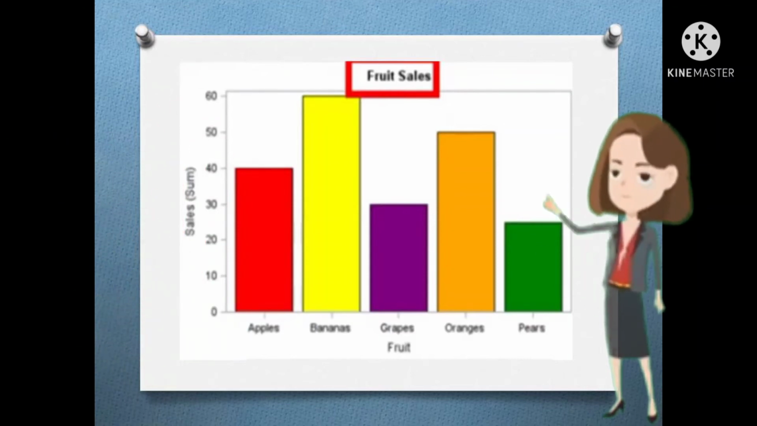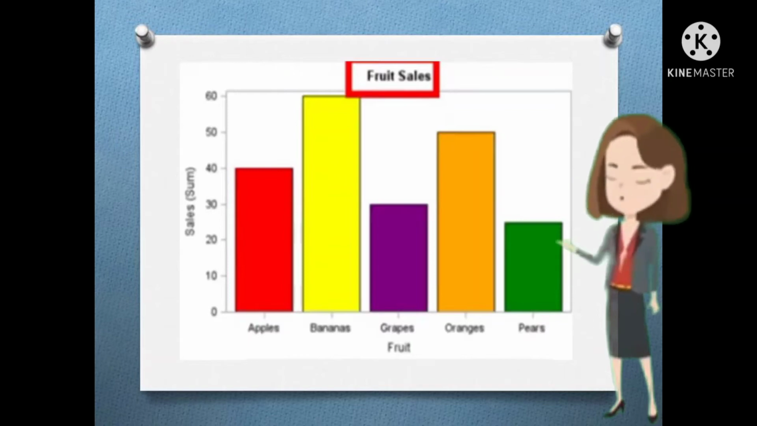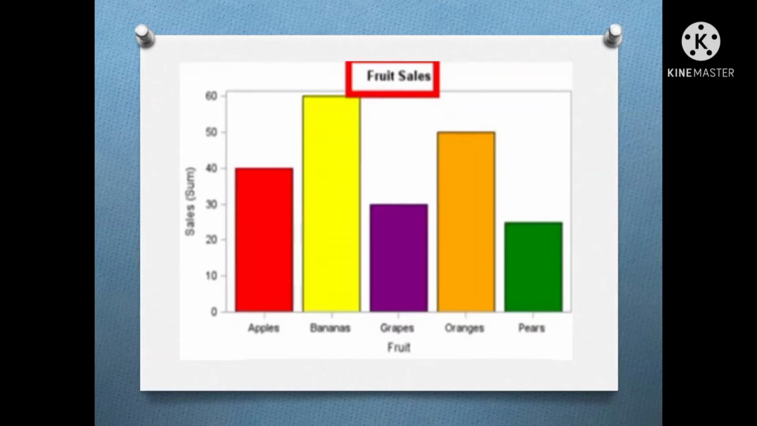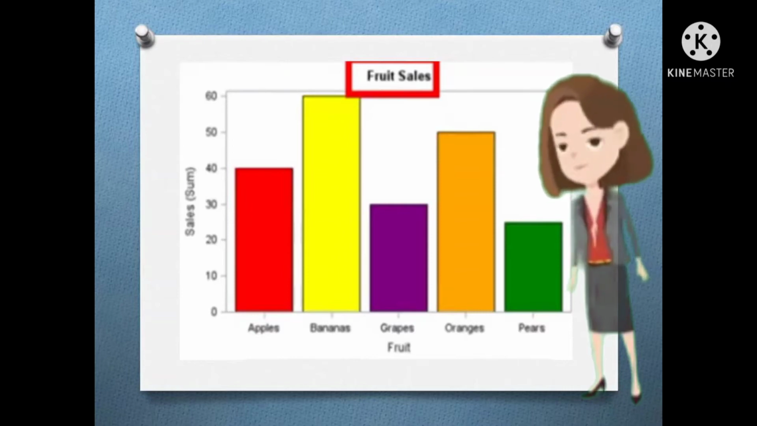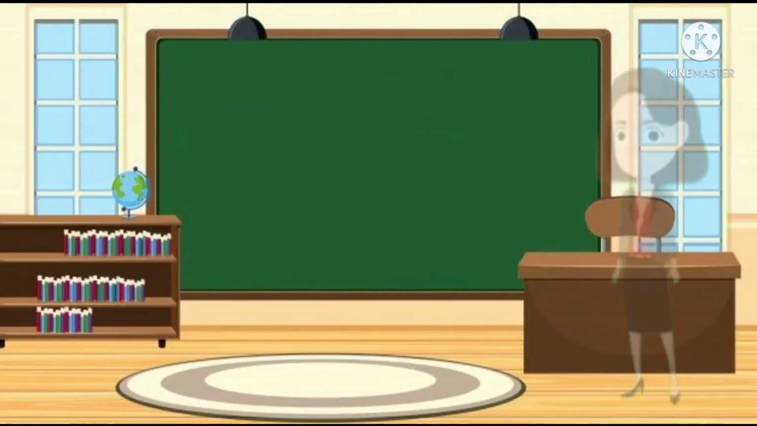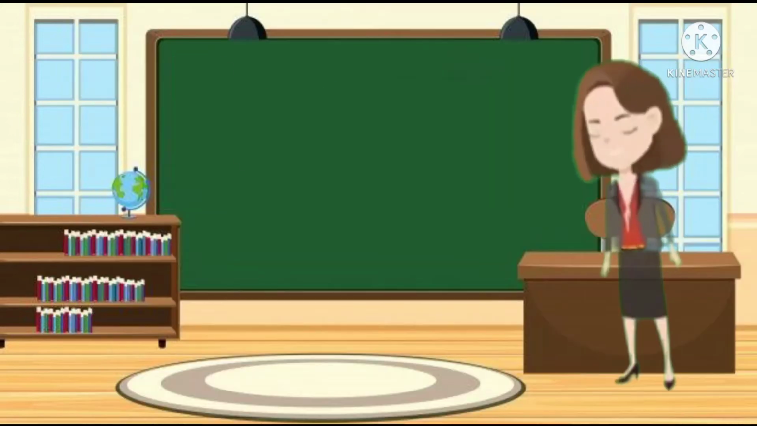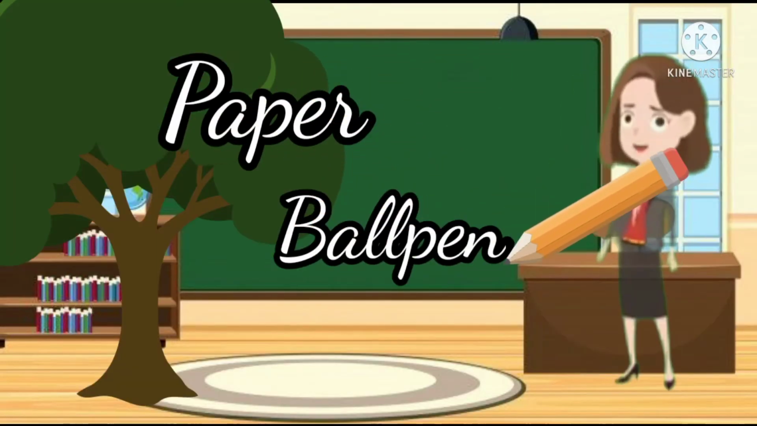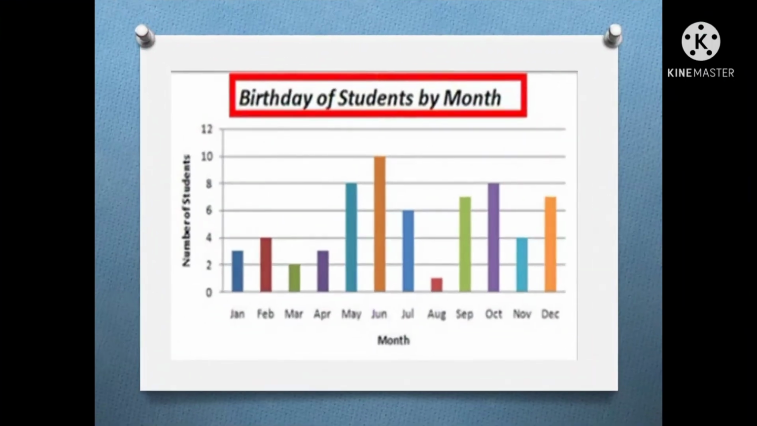What fruit has the lowest sales? The fruit that has the lowest sales is pear. What is the average of the fruit sales? The average of the fruit sales is 40. Okay, children, get your paper and ball pen. You will answer activity number 1.